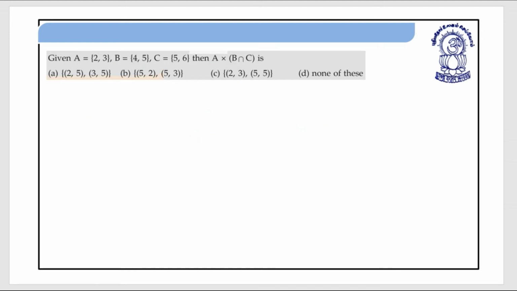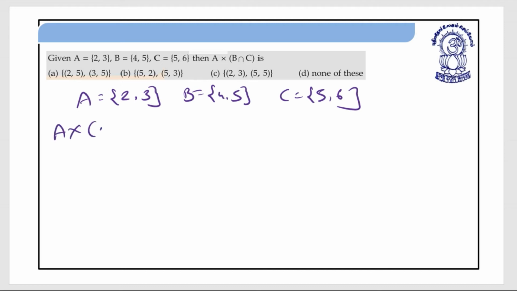Next question. A = {2, 3}, B = {4, 5}, C = {5, 6}. A cross (B intersect C) is equal to, B intersect C is equal to, common is 5.